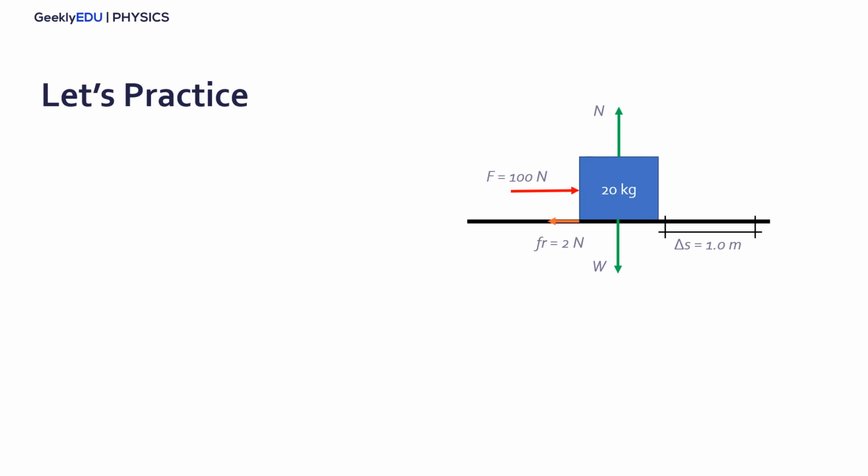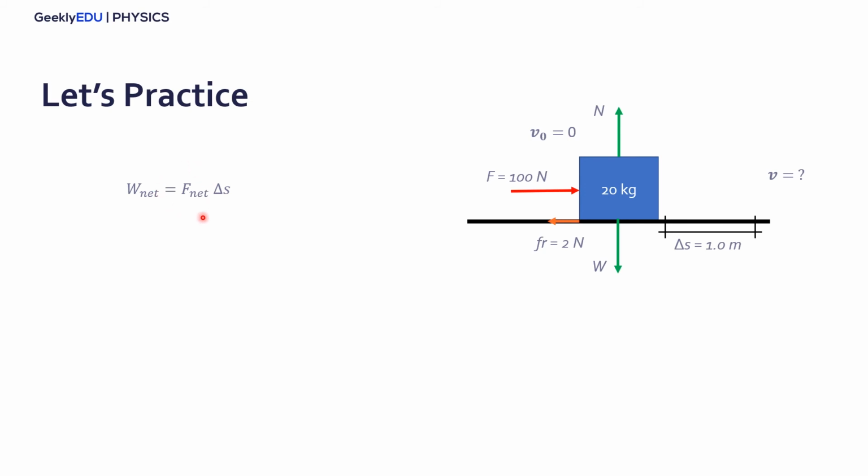Okay, so for our problem, let's consider the same system, but now we are adding values. We have a mass of 20 kilograms, a friction force of 2 newtons, a displacement of 1 meter, and the force we're applying to move the block is 100 newtons. We want to find the final velocity. Let's consider that the initial velocity is 0 and the final velocity is the thing we want to find. We can start with the net work.